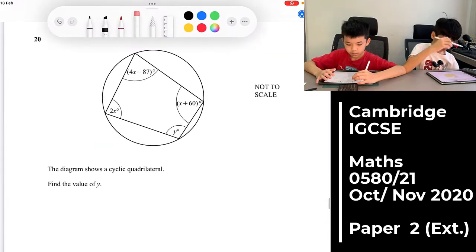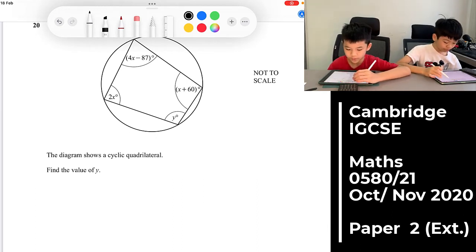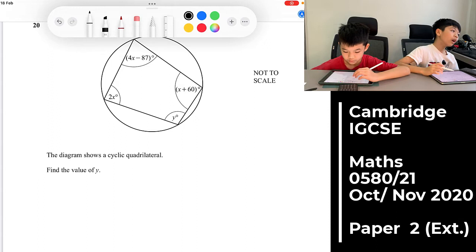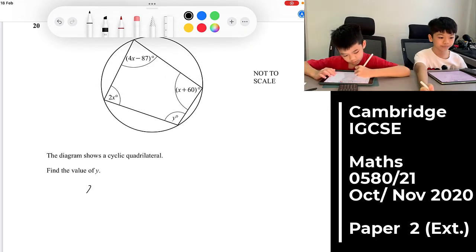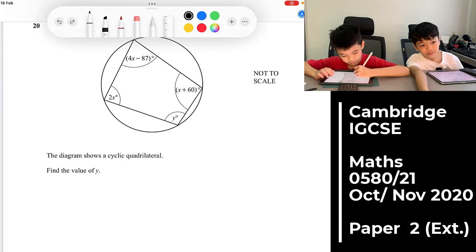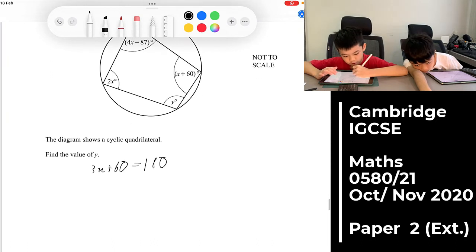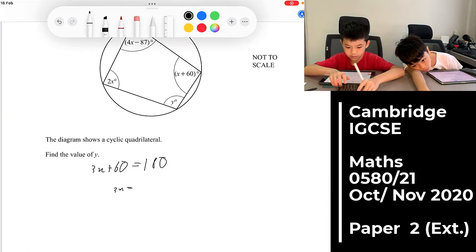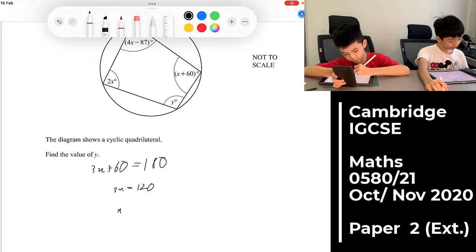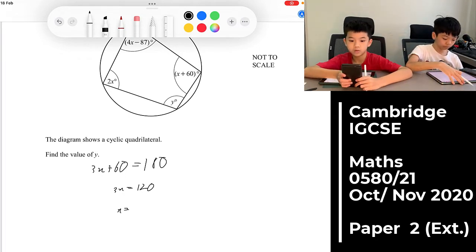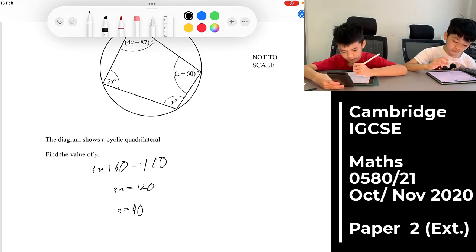For question 20, the diagram shows a cyclic quadrilateral. Find the value of y. First we need to find the value of x. So 2x plus x, 3x plus 60 equals 180. 3x equals 120, and then x equals 120 divided by 3, 40. X is 40.